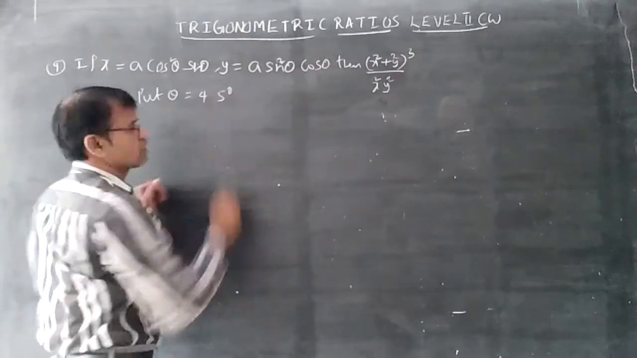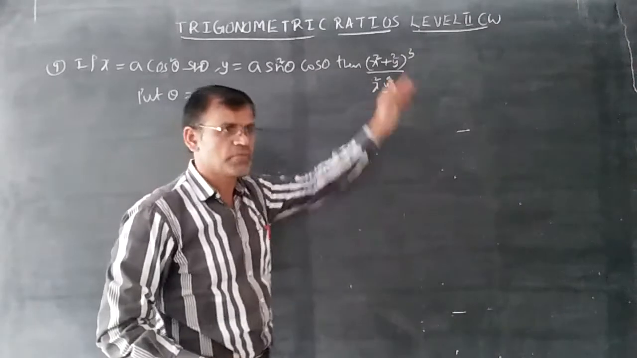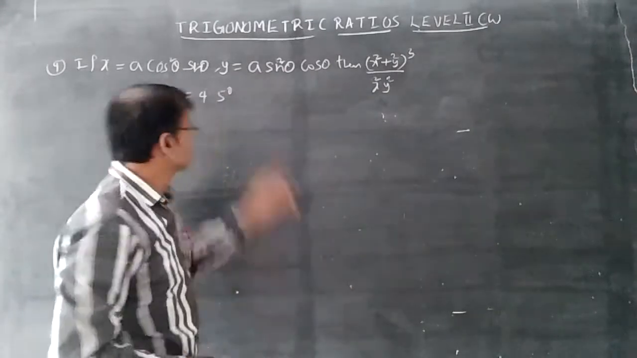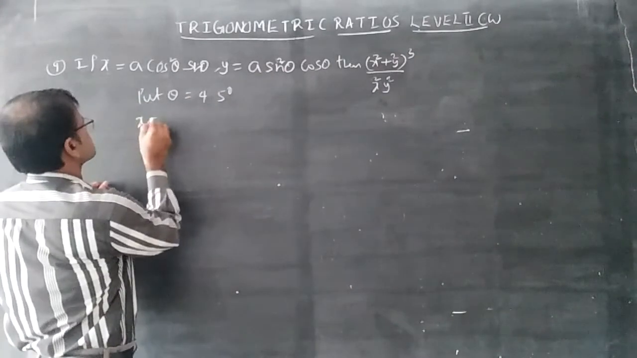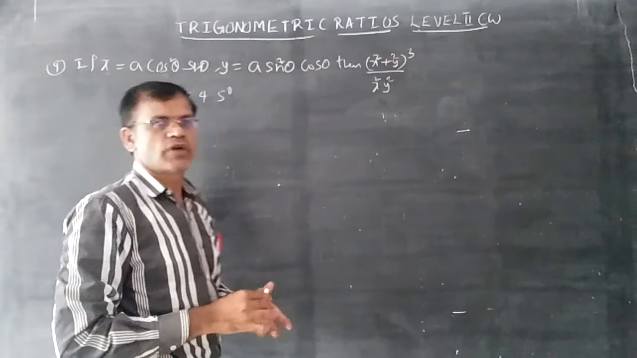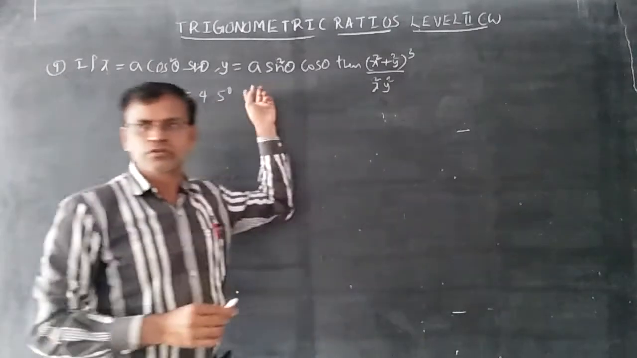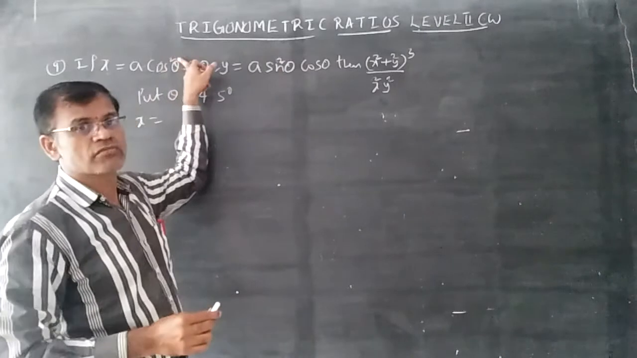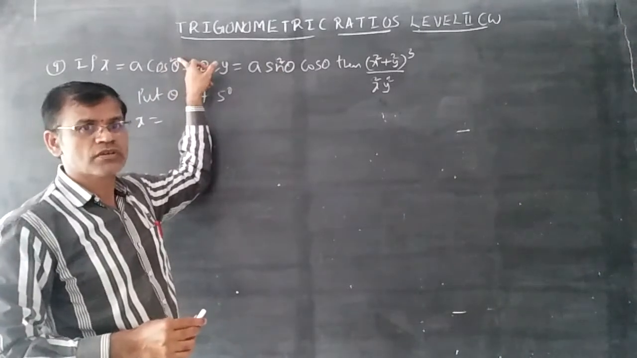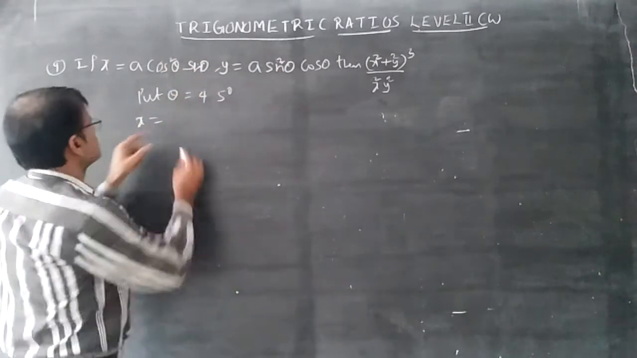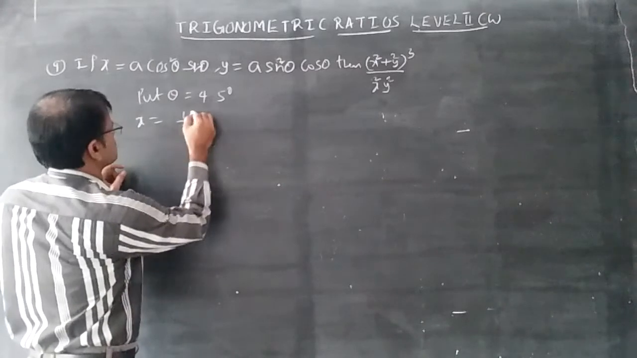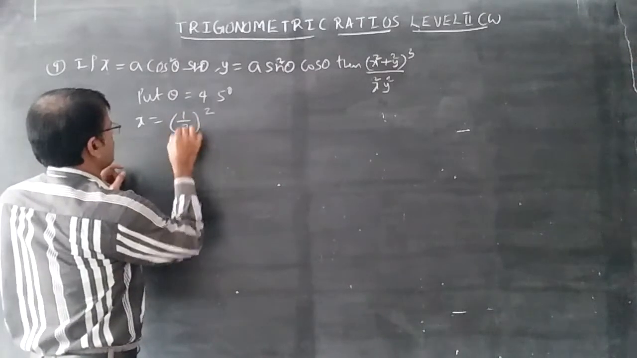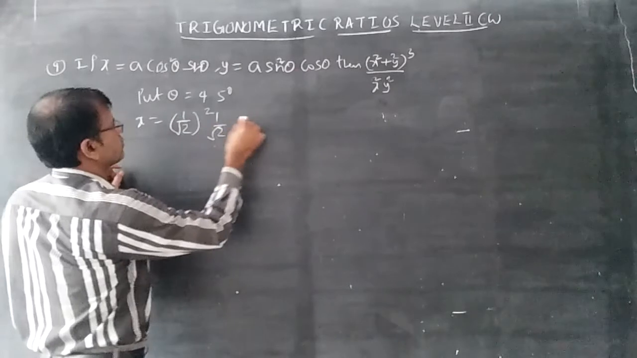Students, without the shortcut also you will get the sum, but it becomes lengthy. This becomes easy. What is the value of cos 45? It is 1 by root 2. Sin 45 is also 1 by root 2. Cos 45 whole square, 1 by root 2 whole square, becomes 1 by 2, into 1 by root 2.